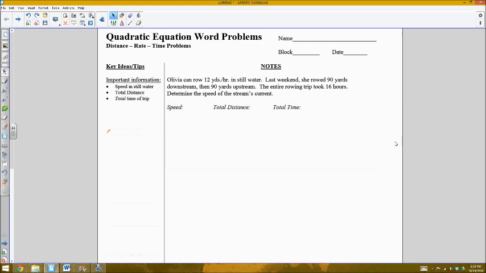So let's organize that information right underneath. I have my speed, which is 12 yards per hour. Okay, stated right there. My total distance, well, I went 90 yards each way, which is 180 total yards. And I have my total time, which was 16 hours.